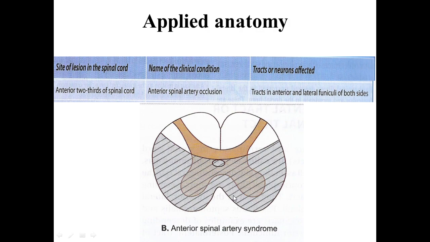Then thrombosis of the anterior spinal artery will cause damage to the anterior 2/3 part of the spinal cord. In this case, there will be involvement of corticospinal tracts, which causes upper motor neuron type of paralysis below the level of lesion. Then there will be involvement of spinothalamic tracts, which causes loss of pain and temperature sensation below the level of lesion.